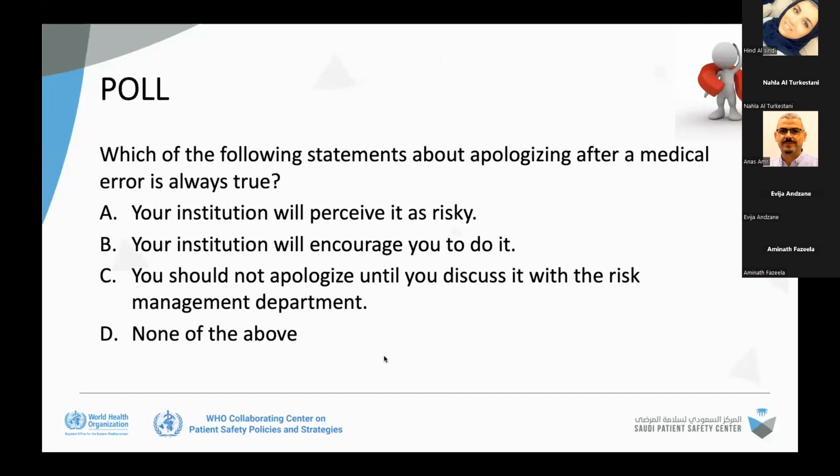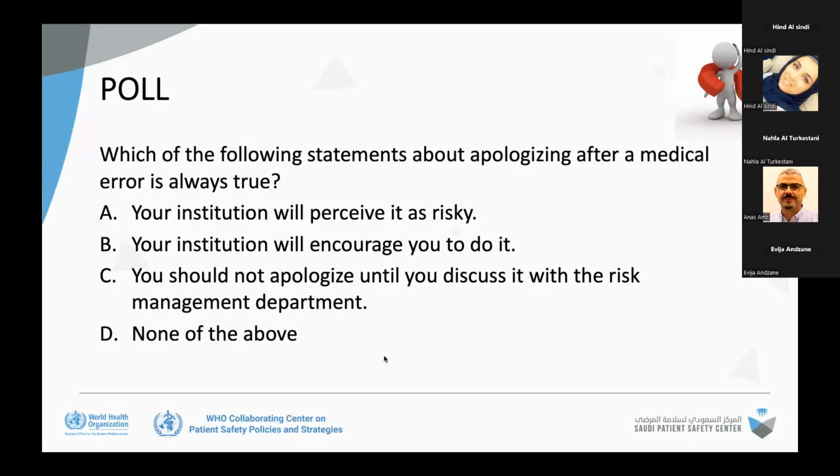Okay, we need just a couple of answers because I can see different opinions in this question. Most of you said that your institution will encourage you to do it. What do you mean by that? Is there a policy in your institution that says you need to apologize and you need to document that you apologized? Or does it just encourage you by providing training about apologizing? And those who said your institution will perceive it as risky, I think this is based on experience. One of you said you should not apologize until you discuss it with the risk management department, and 2 of you said none of them.